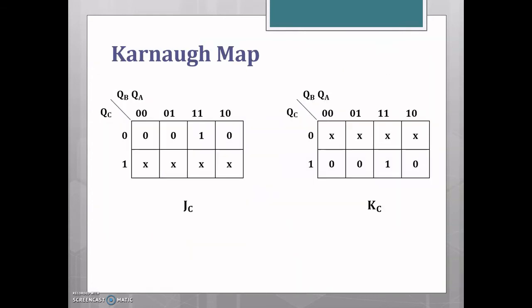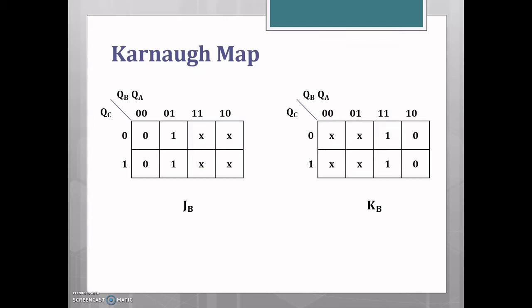So plotting the values from the excitation table, I have marked the values, and the next step is to group. Seeing this, I can group the 1 and don't care. Similarly for KC, I can group this don't care and 1. So the resultant expression for JC is QB, QA, and again in KC it is QB and QA. So for both JC and KC, it is QB and QA.